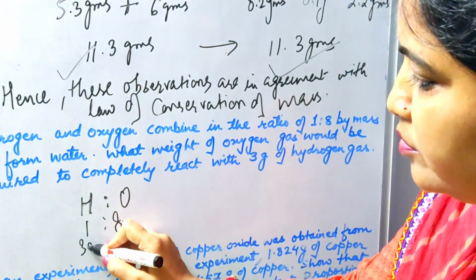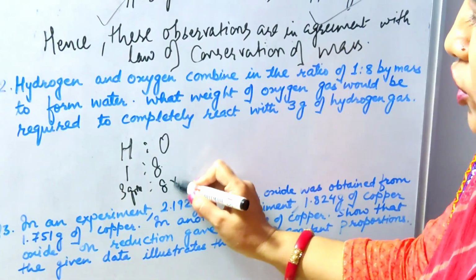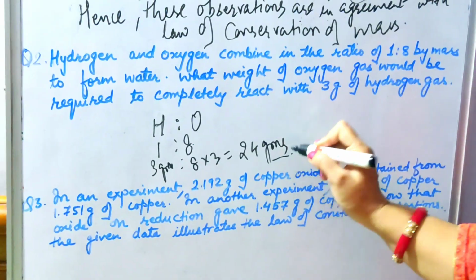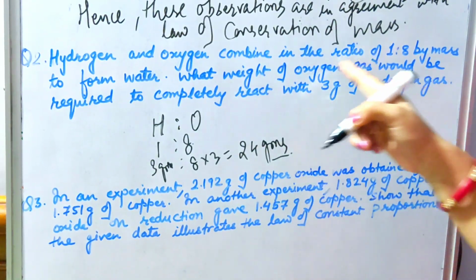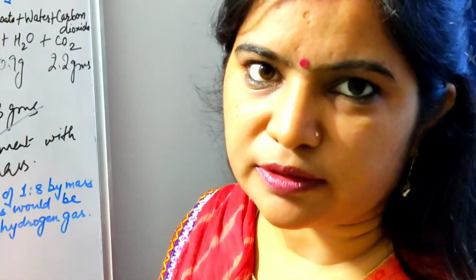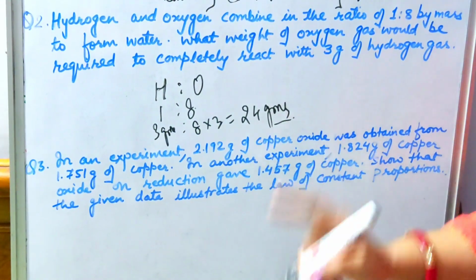If it is 3 grams, so what will be the oxygen mass? It will be 8 into 3, so it will be 24 grams. So your answer will be 24 grams of oxygen is required to combine with the hydrogen. Okay. In the second question, you will do it like this.